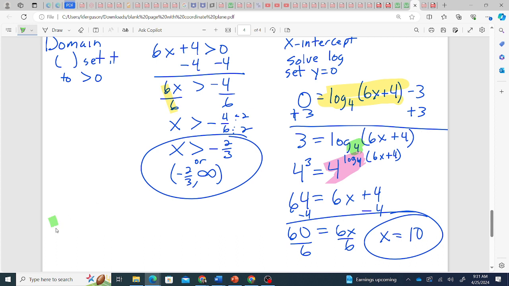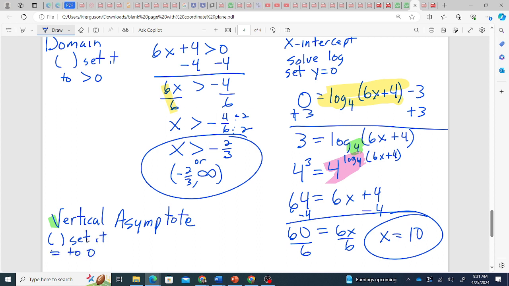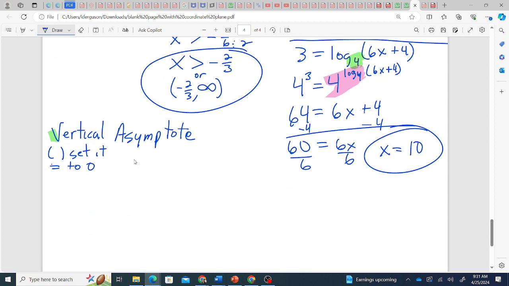The last thing I got is the vertical asymptote. So what do I do? I take the parentheses and set it equal to 0. So that's 6x plus 4 equals 0.